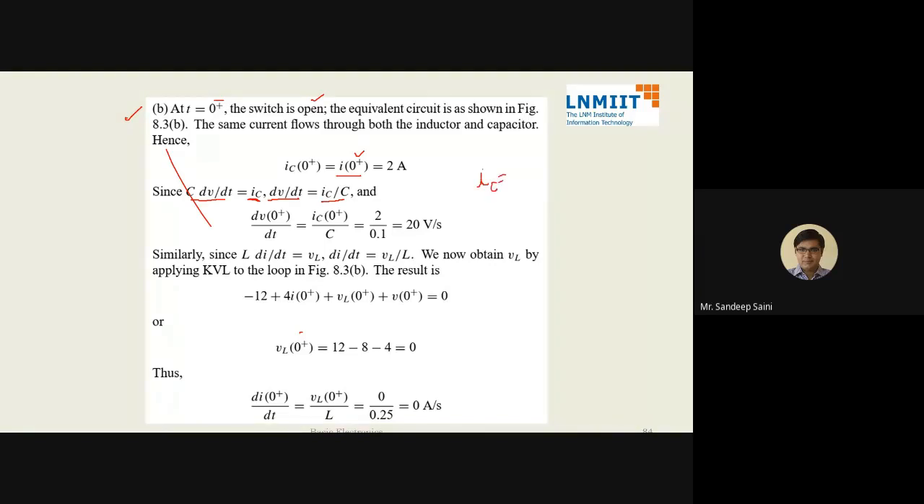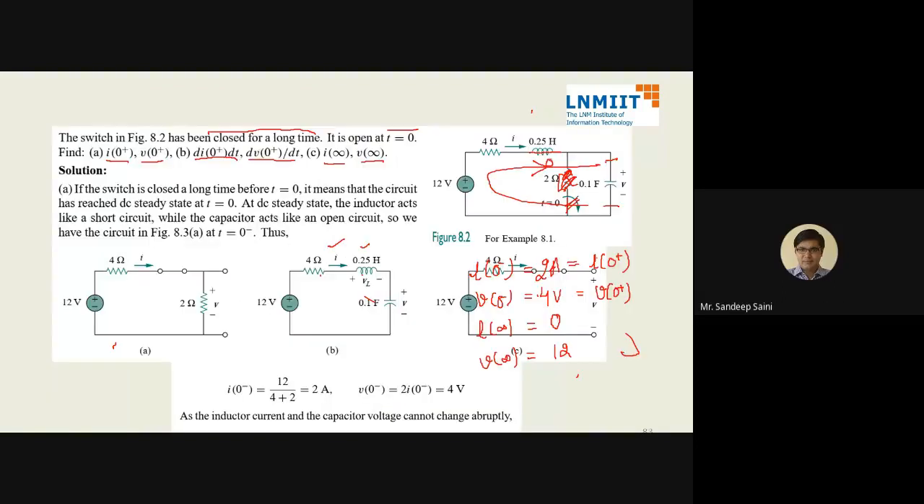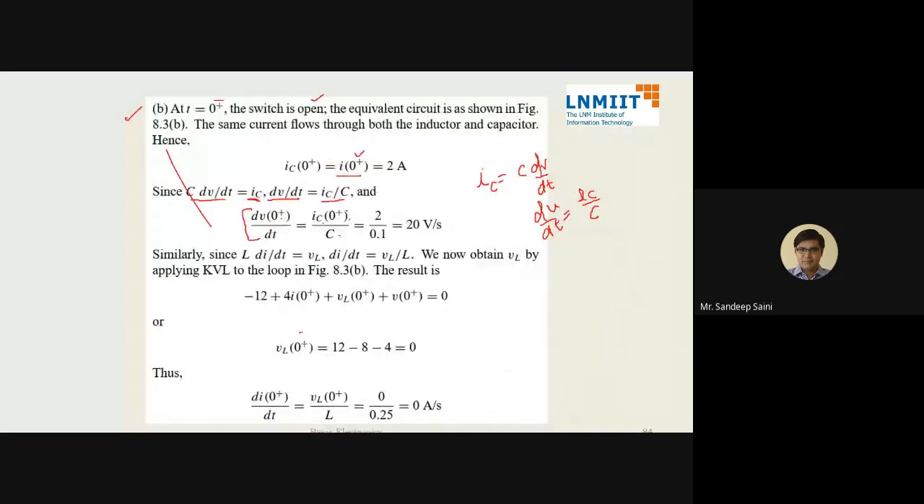Current in the capacitor is C dV by dt. That means dV by dt is IC by C. So can I say dV by dt at 0 plus is IC at 0 plus divided by C? Is that okay? Yes, sir. And what is IC at 0 plus? 2 ampere. Why 2 ampere? Because we just calculated it at 0 minus. But that was the inductor current, not the capacitor current.